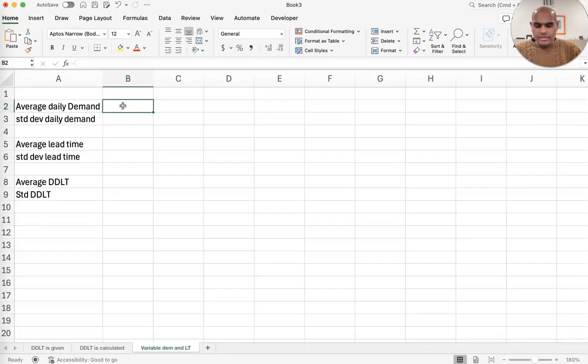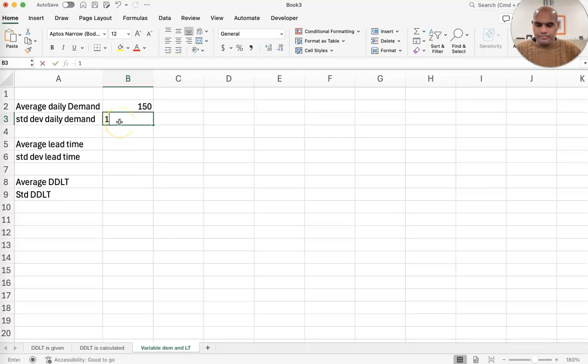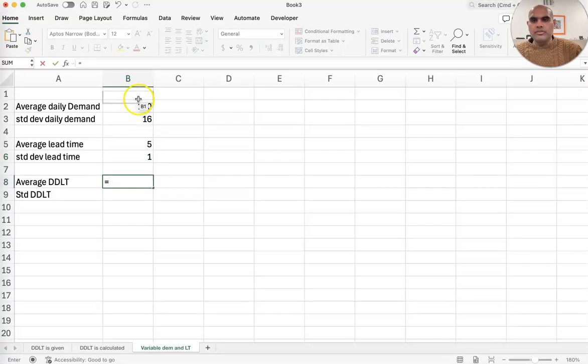So we said the average daily demand was 150. Standard deviation was 16. Average lead time was 5 and standard deviation of lead time was 1, right? So with these numbers, we can calculate that the average demand during lead time, so on an average, demand will be the average demand times the average lead time, giving us 750.